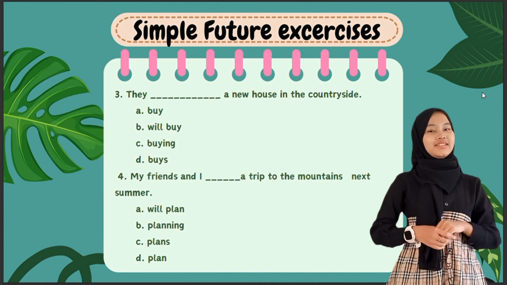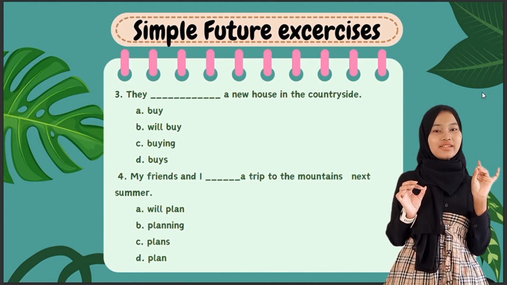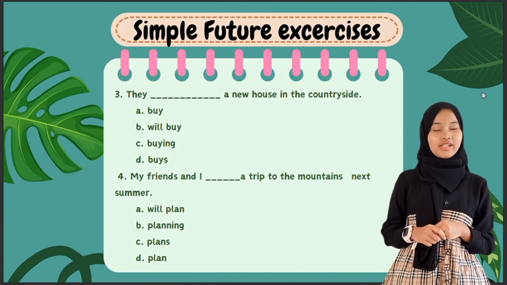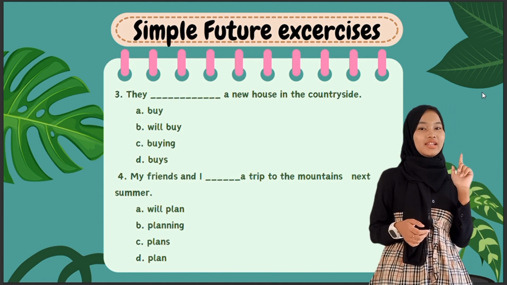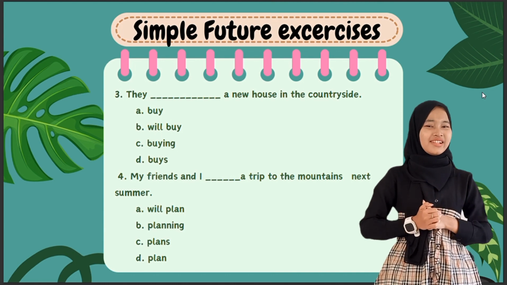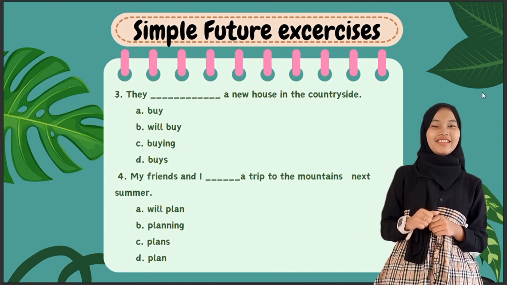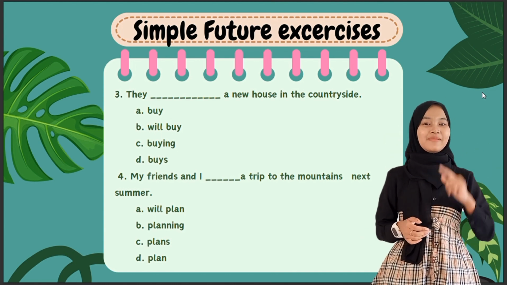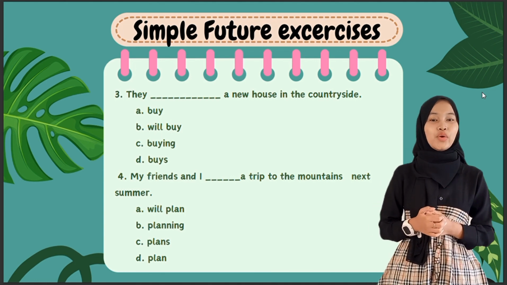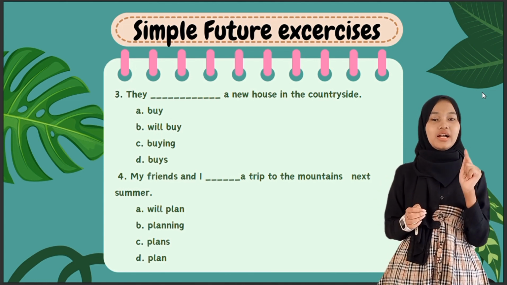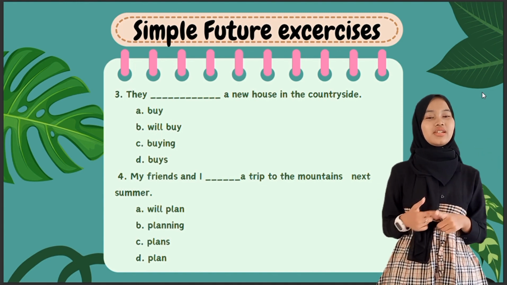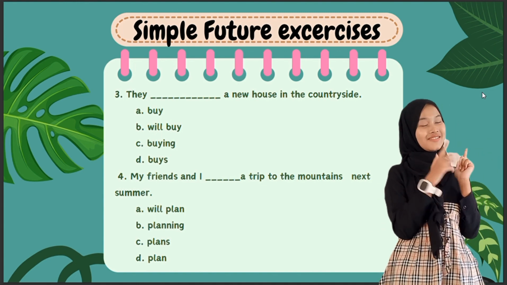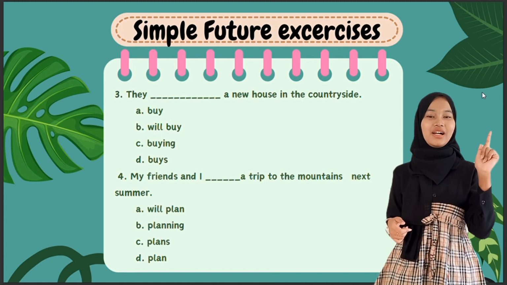Now number 3, they blah blah blah in your house in the resort. A buy, B will buy, C buying, D buys. The correct answer is B, will buy. Why? Because in simple future tense, we use will followed by the base form of the verb. So the correct answer is B, will buy.